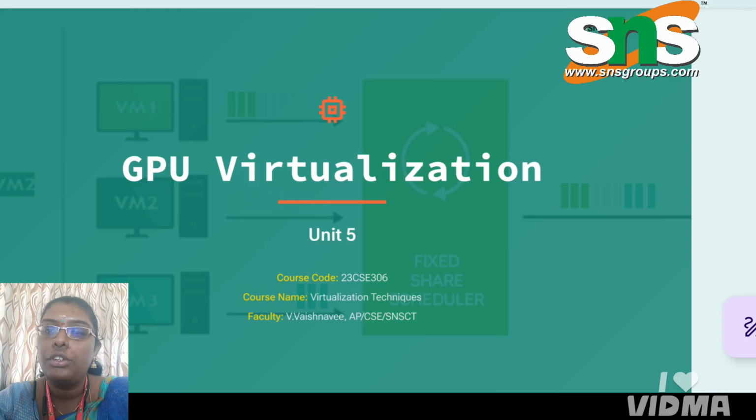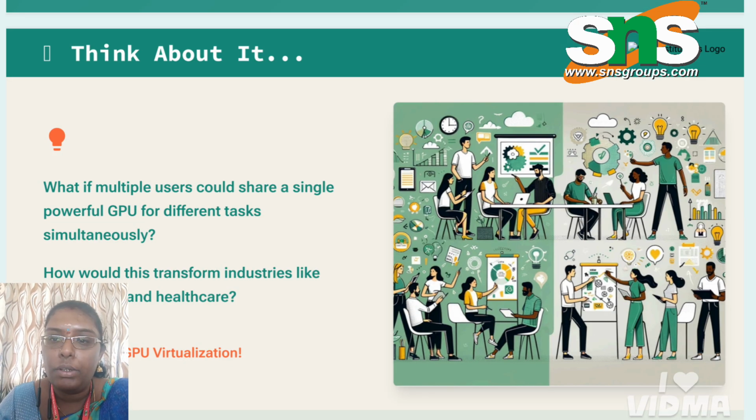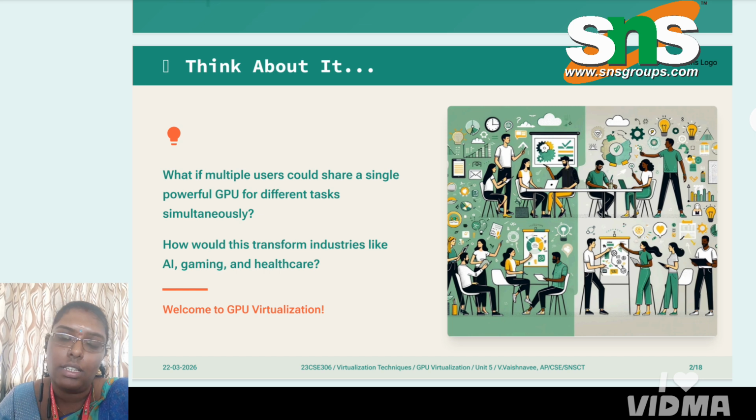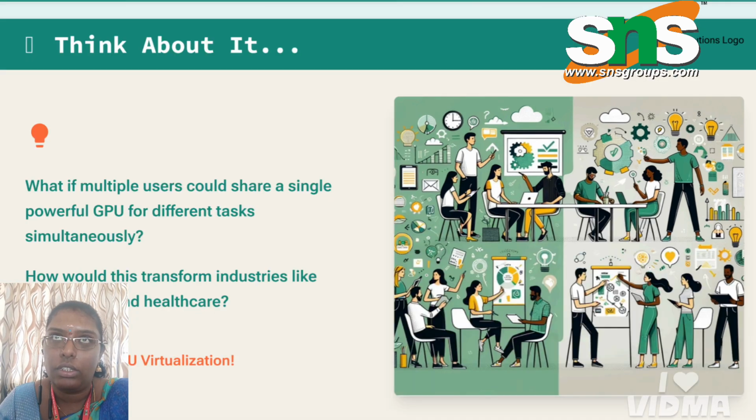So good morning everyone. Today we're going to see about graphical processing unit virtualization. Imagine you and your friends are going to a restaurant and only one powerful chef is there. Instead of cooking for just one person, the chef prepares multiple dishes simultaneously for different tables. Now think, what if a single powerful GPU could serve multiple users at the same time? That's exactly what we call GPU virtualization.